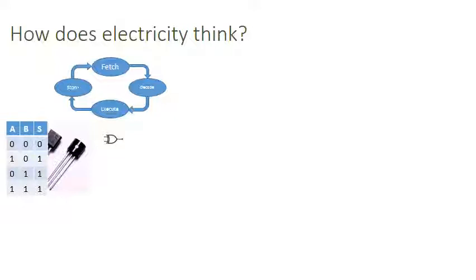So if both A and B, so both of those inputs, are false or 0, then S, which in this case stands for sum, would be 0. And if a 1 exists anywhere, it's going to be a true, or a 1. So that's a basic XOR gate.